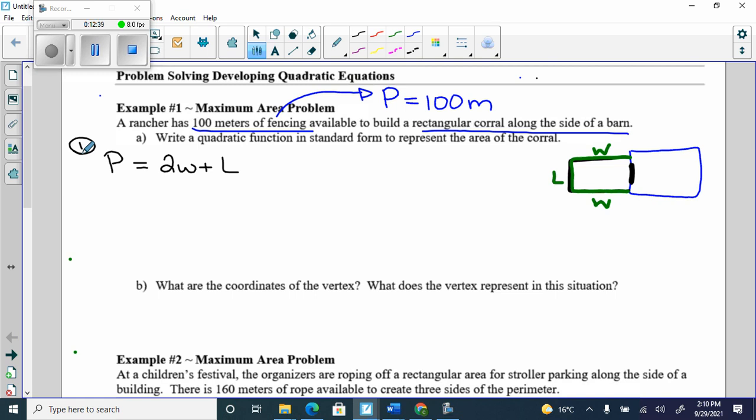Now they gave me the perimeter. What is it? 100. I wrote it up there. P equals 100. So I can take this P and toss it out and replace it with 100. At the very least, I can get there, correct?